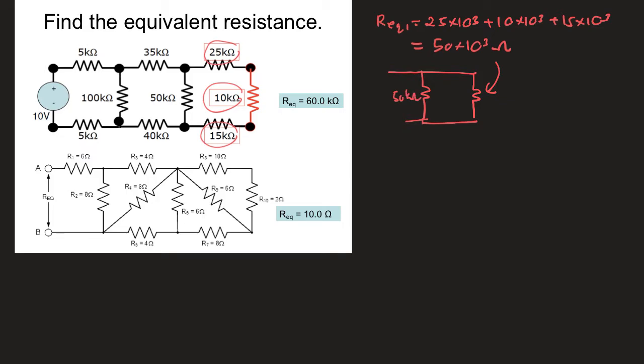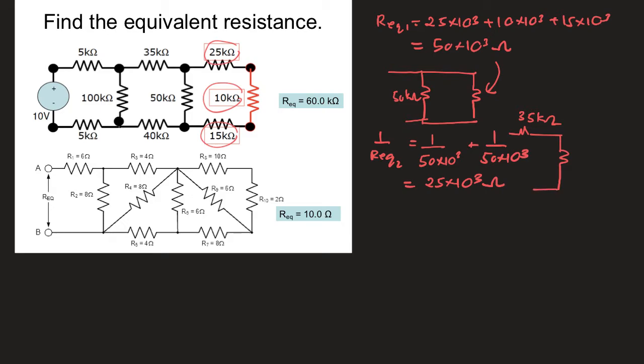So you are going to get 1 over R equivalent 2, which is 1 over 50 × 10^3 plus 1 over 50 × 10^3. So you get 25 kilo ohms, 25 × 10^3 ohms. Okay, so the combination of this is definitely going to be like R2 here, which is going to be in series with 35 kilo ohms, and also in series with 40 kilo ohms. So we are going to solve that.